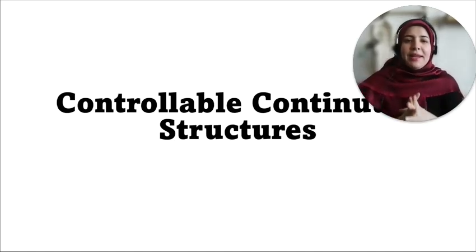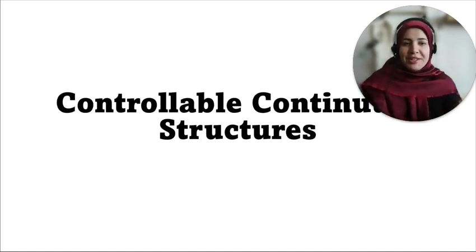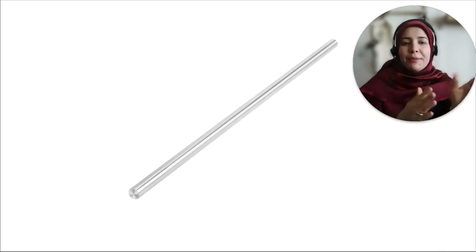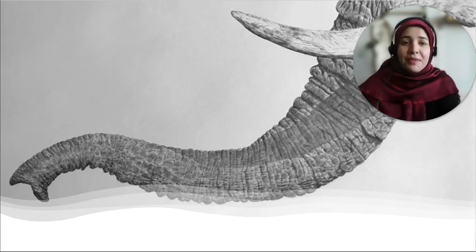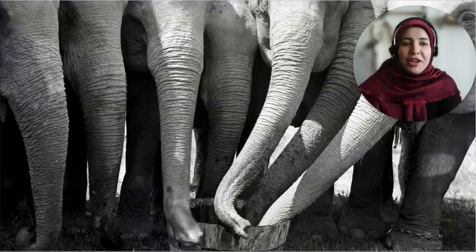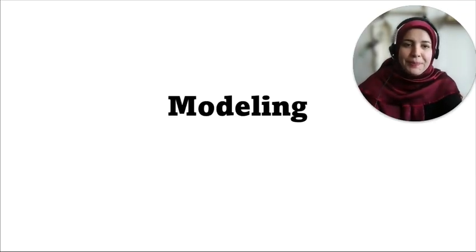The simplest way I can define continuum robots is: controllable continuous structures. What do we mean by continuous structures? Consider a rod. A rod has a rigid and inflexible structure with a fixed shape. In contrast, consider an elephant's trunk, fully flexible. The elephant's trunk can take on various shapes, and such a structure is called a continuous structure.